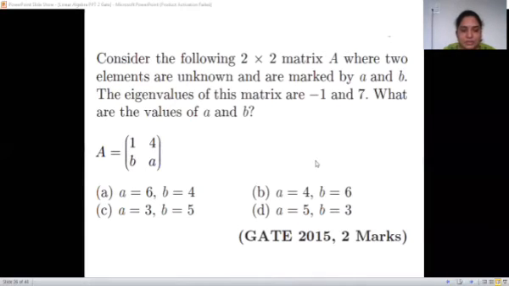Okay, a matrix is given: 1, 4, B, A. A and B are unknown. The eigenvalues of this matrix are also given to you, -1 and 7. Then what are the values of A and B?